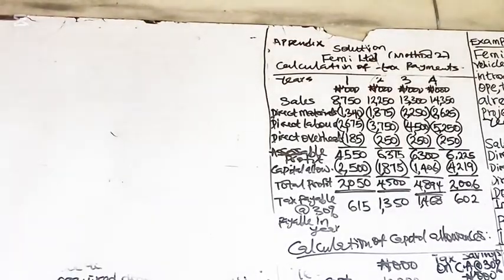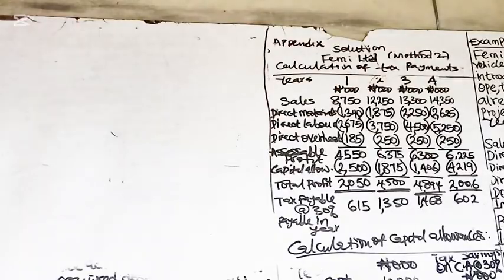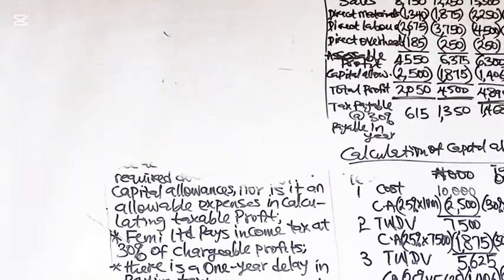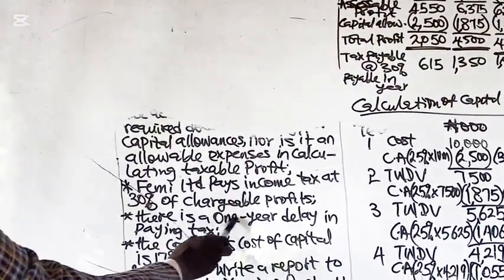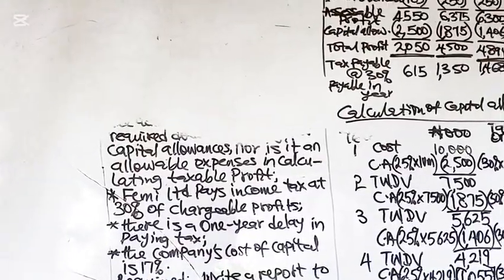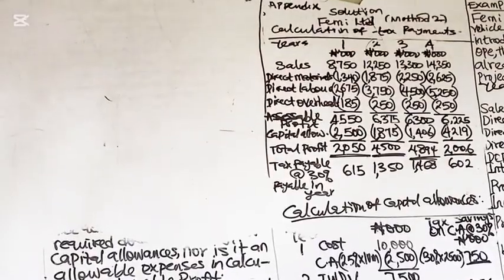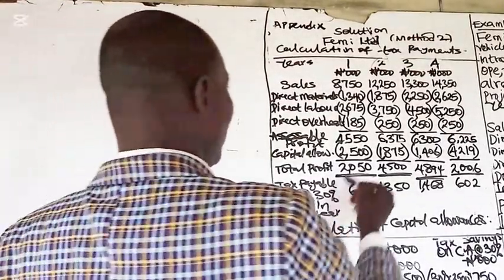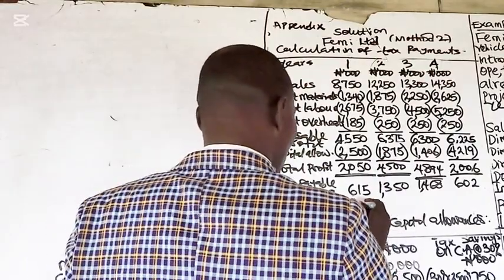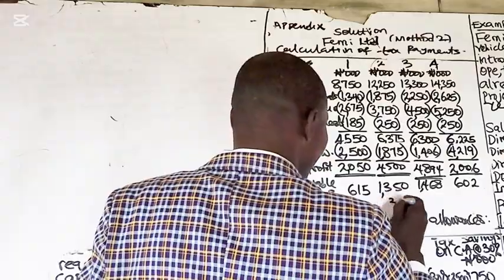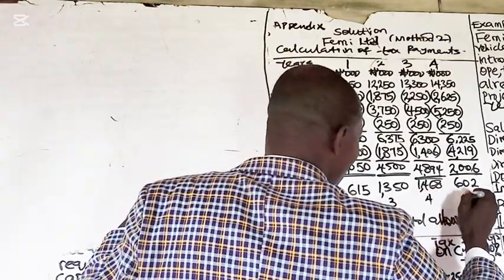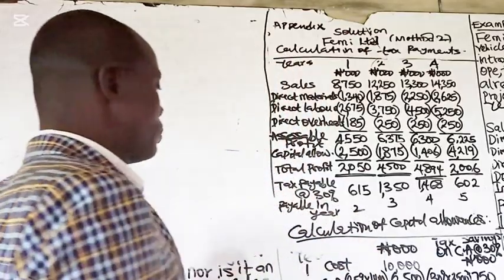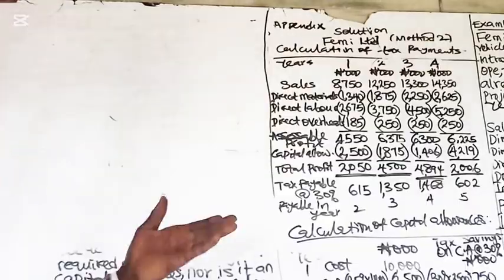Remember, you have been told in the note that there is a 1 year delay in payment of tax. If there is a 1 year delay, that means it is payable a year in arrears. The tax for year 1 will be paid in year 2. The one for year 2 will be paid in year 3. The one for year 3 will be paid in year 4. The one for year 4 will be paid in year 5. So that is the tax payment.